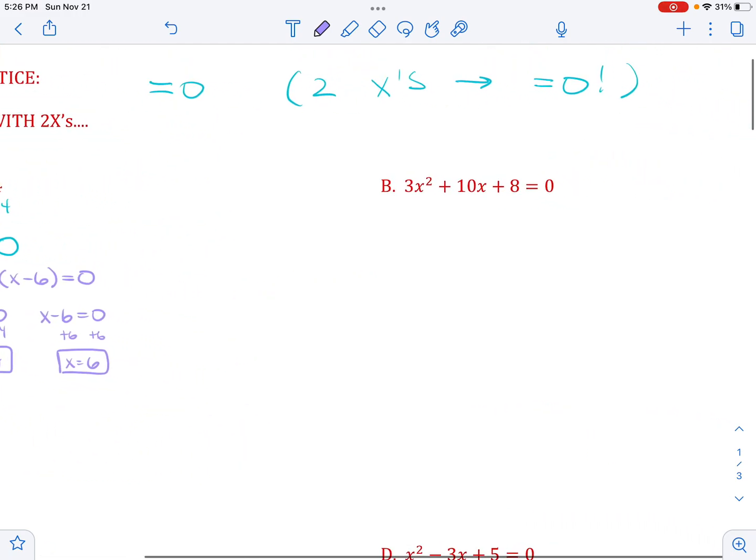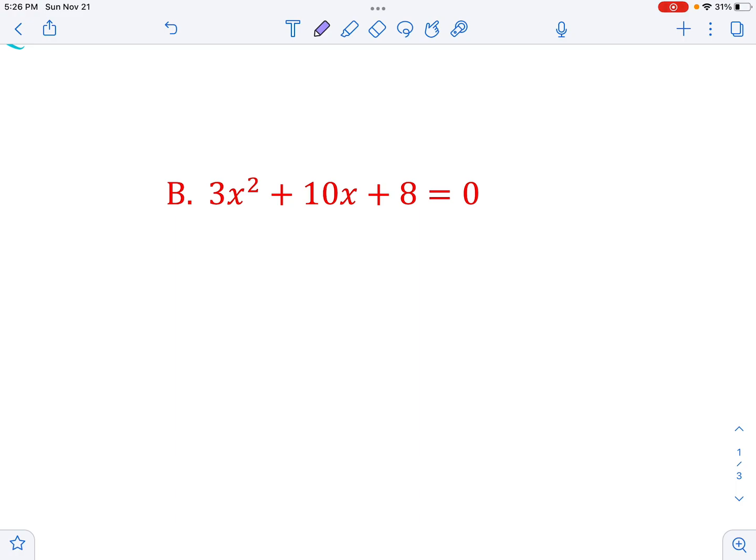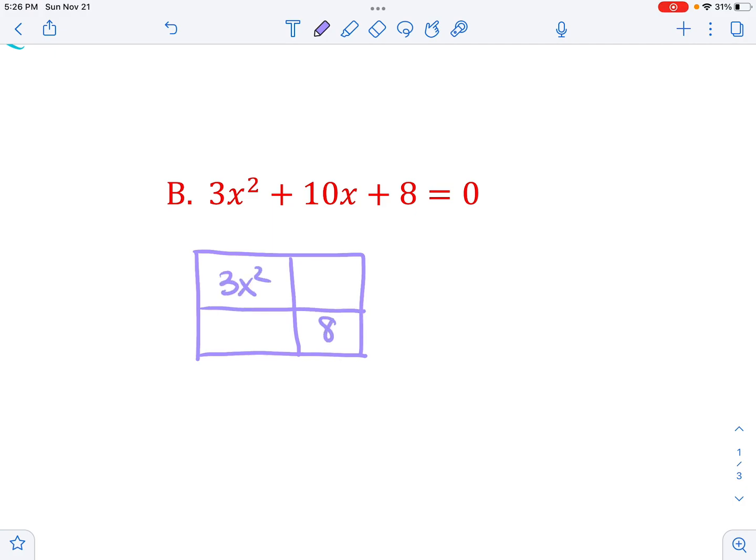This is the same kind of thing. I see two x's. I first have to verify that it equals 0. I'm glad that it does. And then I just move straight to the box. Once that criteria has been met, first term goes in the first part of the box. 8 goes in the corner.